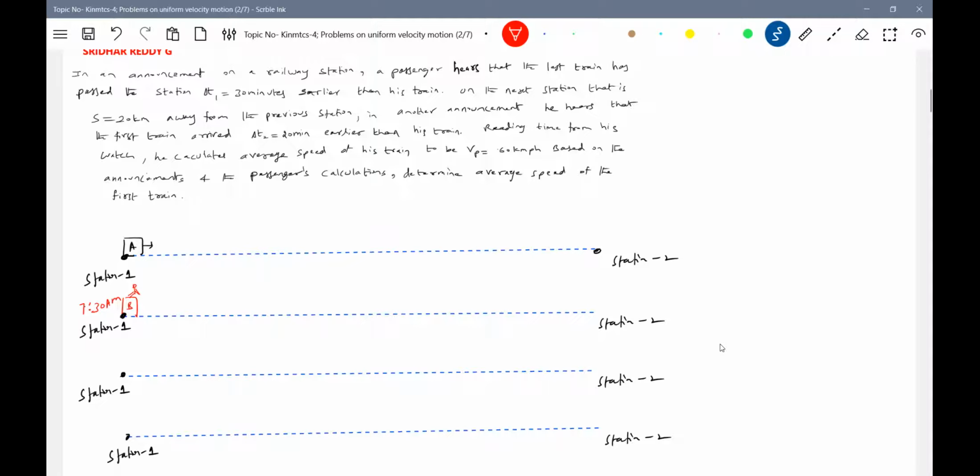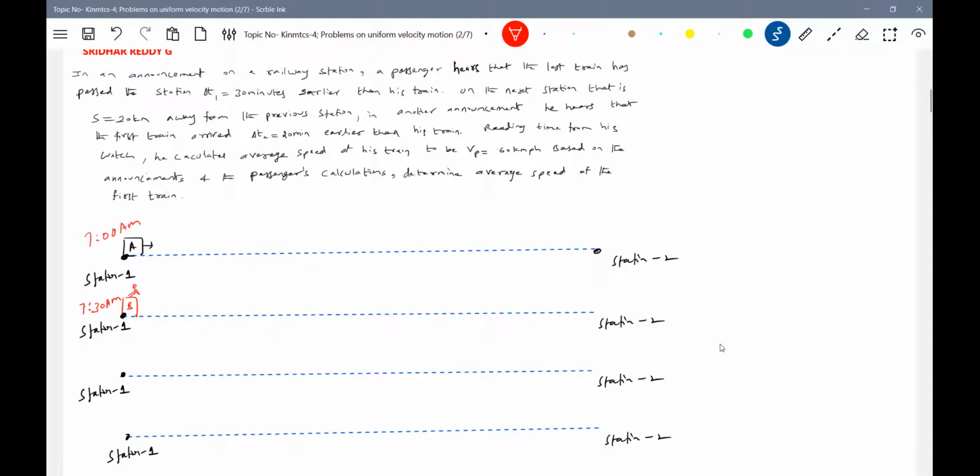So the earlier train was A. It has passed station 1. At 7:30 a.m., the earlier train would have been at station 1 at 7 a.m. Rather than mathematics, I'm taking help of the language here, so this will be much easier. At station 1, I'm in train B, and I'll hear an announcement that half an hour before, the earlier train left. So at 7:30 a.m., train A would have been at station 1 at 7 a.m.